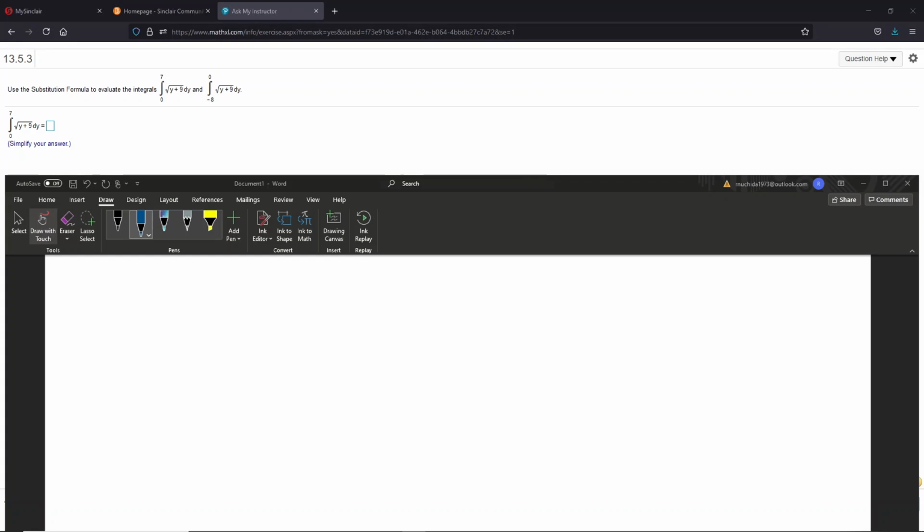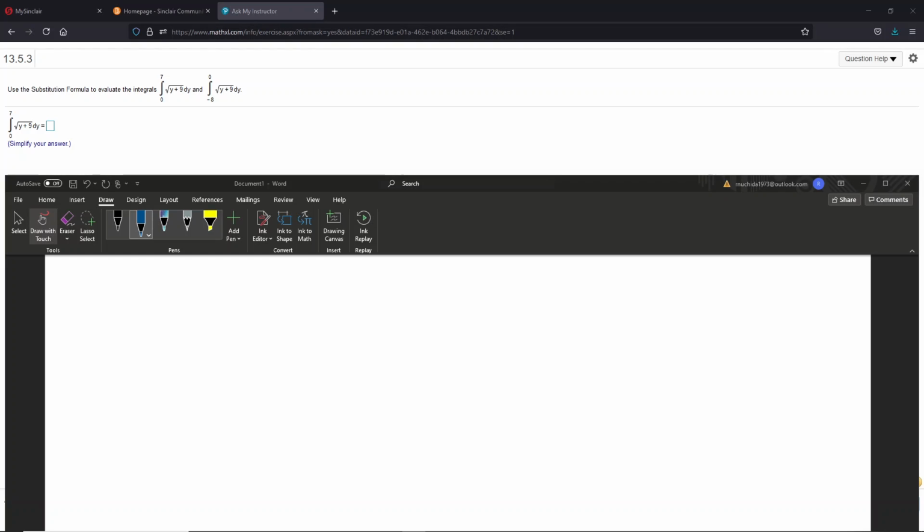For this question, it says to use the substitution formula to evaluate the integrals. The first one is the integral from 0 to 7 of the square root of y plus 9 dy. And the second one is the integral from -8 to 0 of the square root of y plus 9 dy.